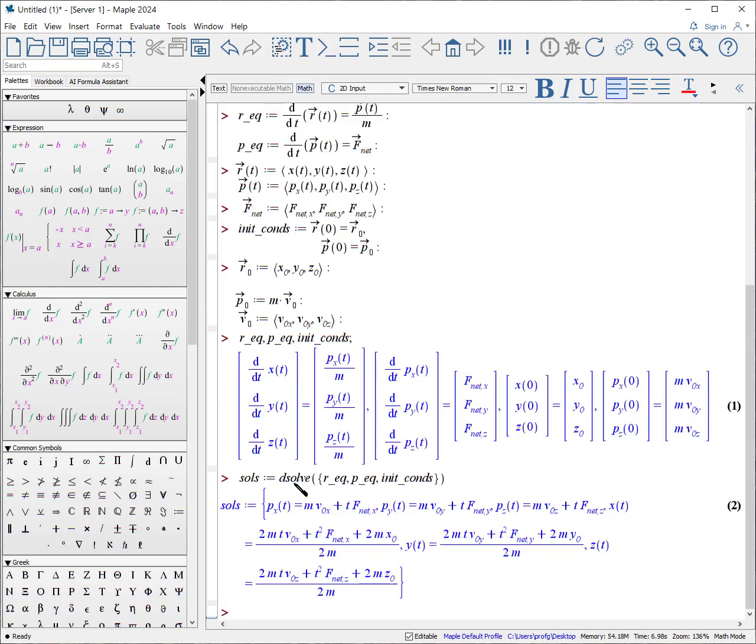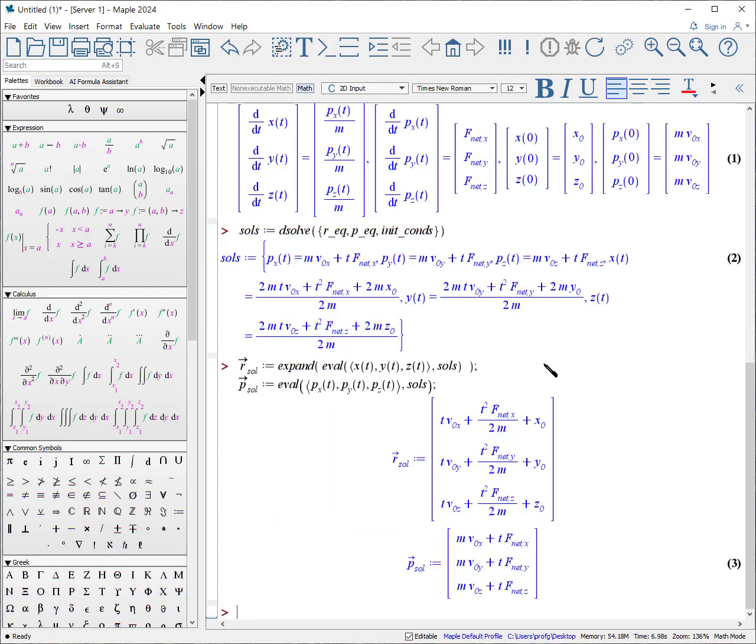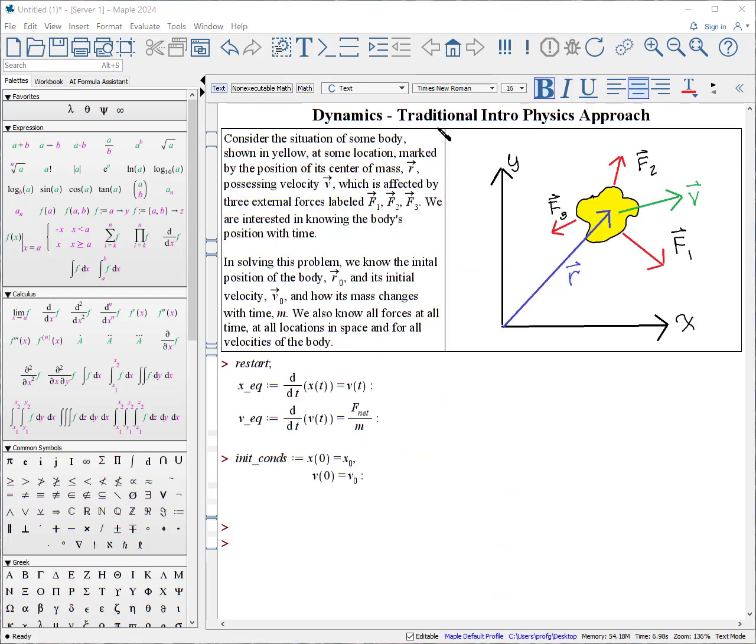At this point, we can solve again our position, momentum, and the initial equations. And as you can see, we end up with expressions for each of the momentum terms and each of the position terms. And I'll do the same as before. I'll extract out the solutions, but write them out in terms of the components for both position and momentum. And if we do the traditional intro physics approach, the equations look very similar.